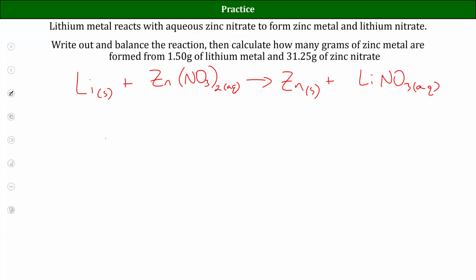How did I know the right ratios for these ionic compounds? How do I know it's 2 nitrates for every zinc? Because when you balance out the equation, it comes out to 2.